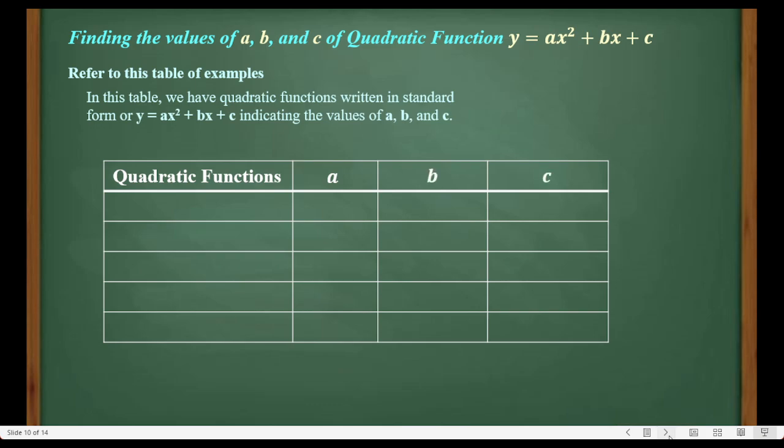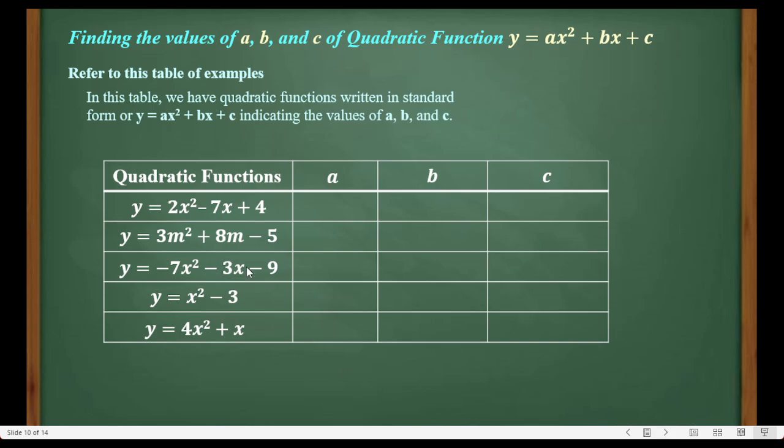Now, for us to be able to identify the values of a, b, and c, it means that the given quadratic functions must be written in standard form. So let's begin for the first equation, which is y equals 2x squared minus 7x plus 4, which is a quadratic function in standard form. So we can easily get the a, b, and c values, and these are what? Same thing with number 2, number 3, number 4, and the last one, number 5. Any of these 5 is quadratic function in standard form.